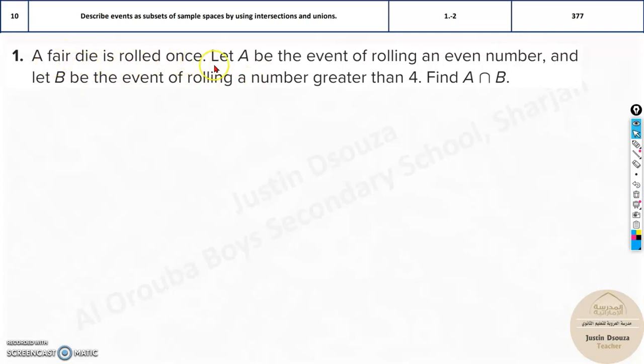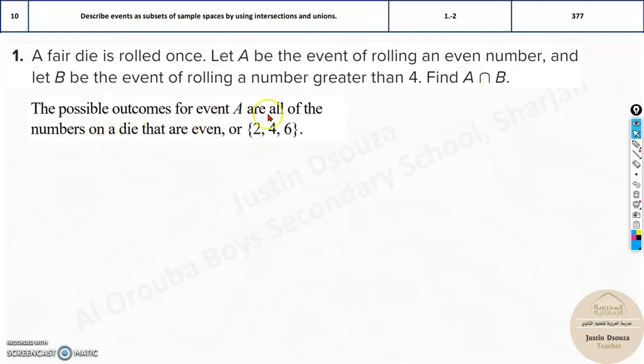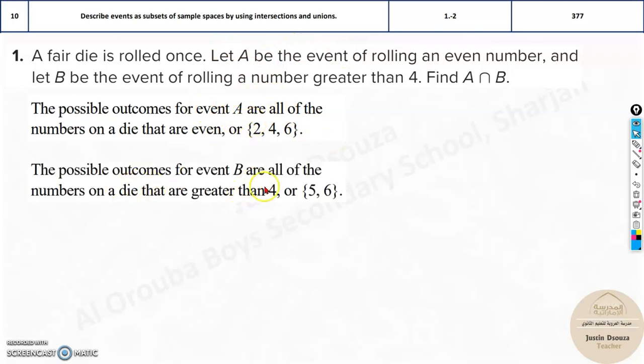So a fair die is rolled once. Let A be the event of rolling an even number. What are even numbers in a die? 2, 4, 6, because there are only 6 possibilities, 1 to 6. And B is the event of rolling a number greater than 4. Look, it's not greater than or equal to, it's just greater than. So it is 5 and 6. Find A intersection B. Over here, event A is 2, 4, 6, and event B is 5 and 6.